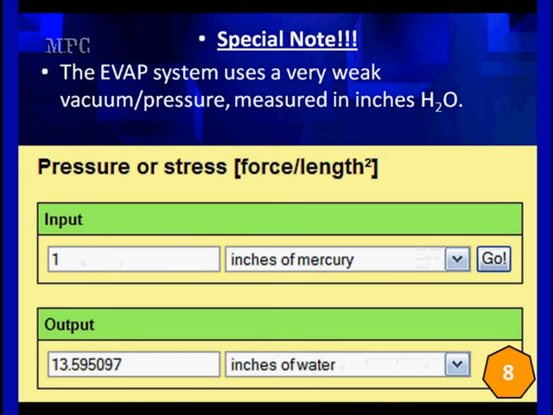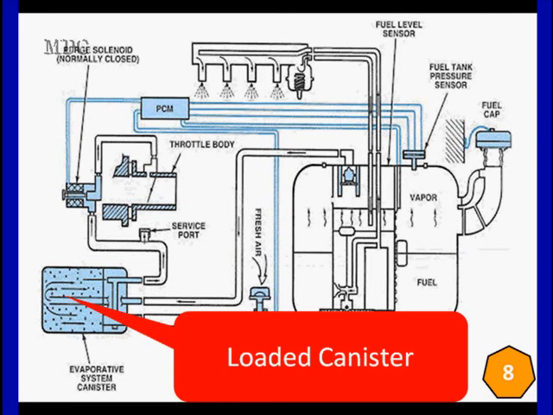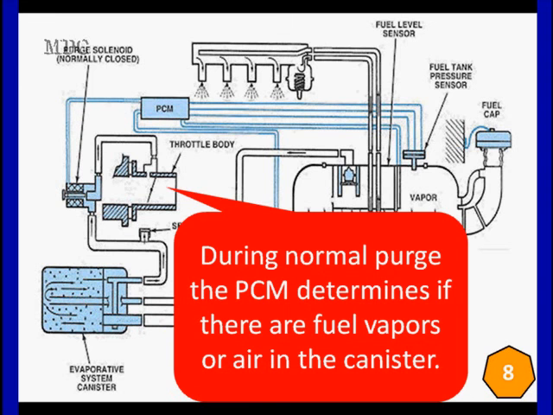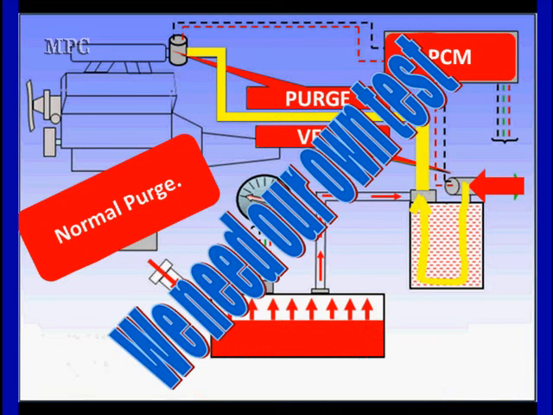We keep saying weak vacuum. We're talking about a vacuum measured in inches of water, not manifold vacuum like we get measured in inches of mercury. You can keep this, but there's an easy way to build this. It's really how many inches of water moves in a column of water, and it can be done quite easily. The loaded canister we're talking about has fuel vapors in it. So during normal purge, the PCM determines if there are fuel vapors or air in the canister, and then makes appropriate adjustments to pulse width and to short-term fuel trim.